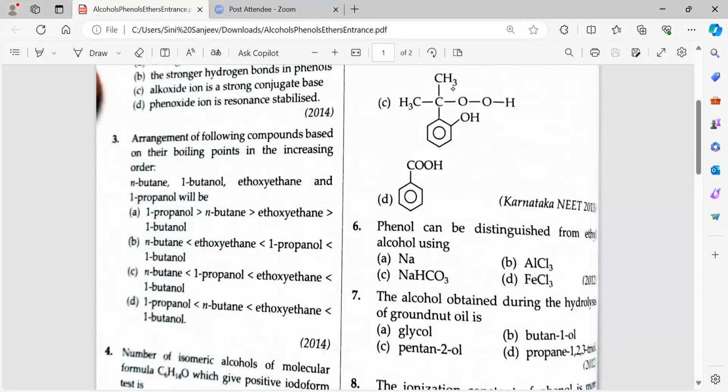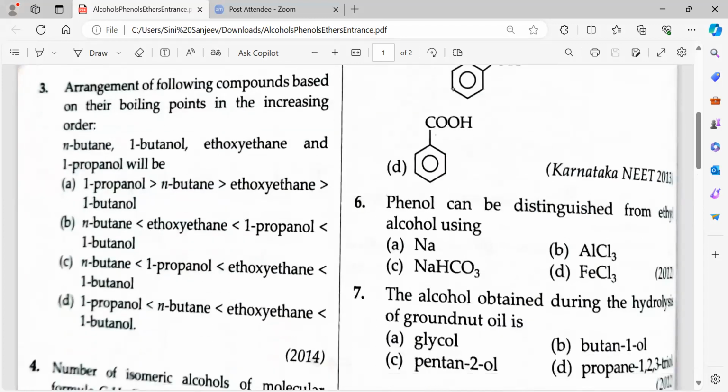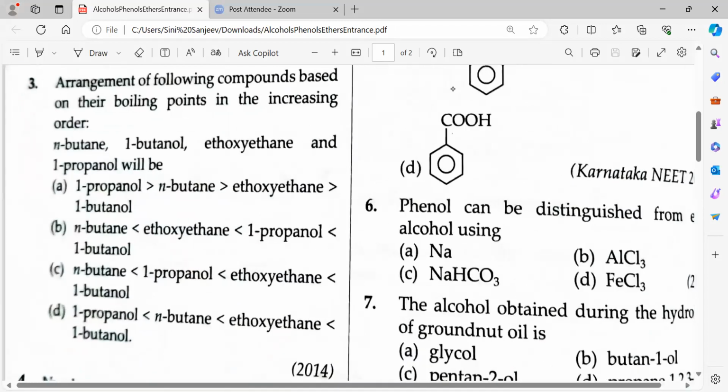Next question is pretty much easy. Yeah. Third question. Arrangement of the following compounds based on their boiling points in increasing order. N-butane, 1-butanol, ethoxyethane, and 1-propanol. Okay, so this is our question.